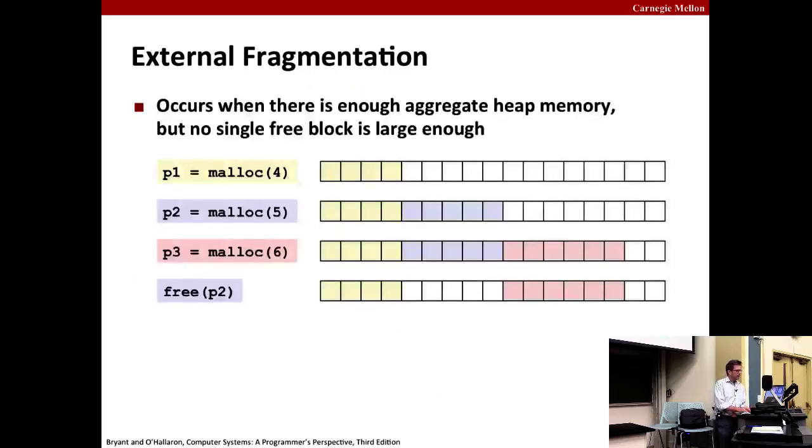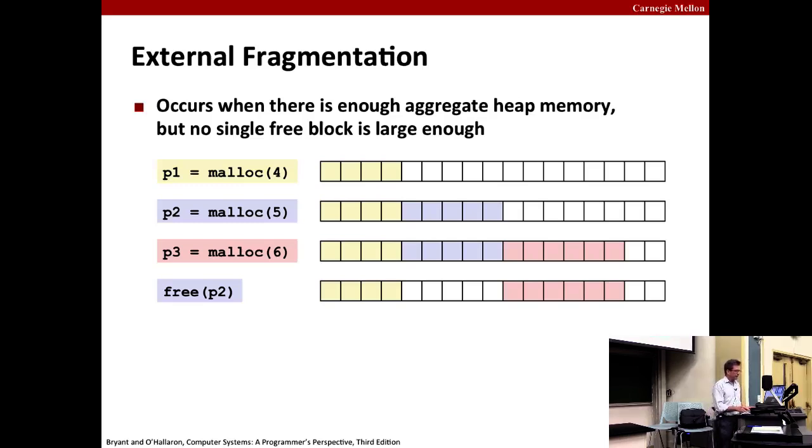There's another form of fragmentation called external fragmentation, which is a little more difficult to deal with. External fragmentation occurs when there's enough memory in the heap, but there's no single free block that can satisfy a particular request. It occurs when the application makes a request for a block, but nowhere in the heap is there a free block that's large enough to satisfy that request.